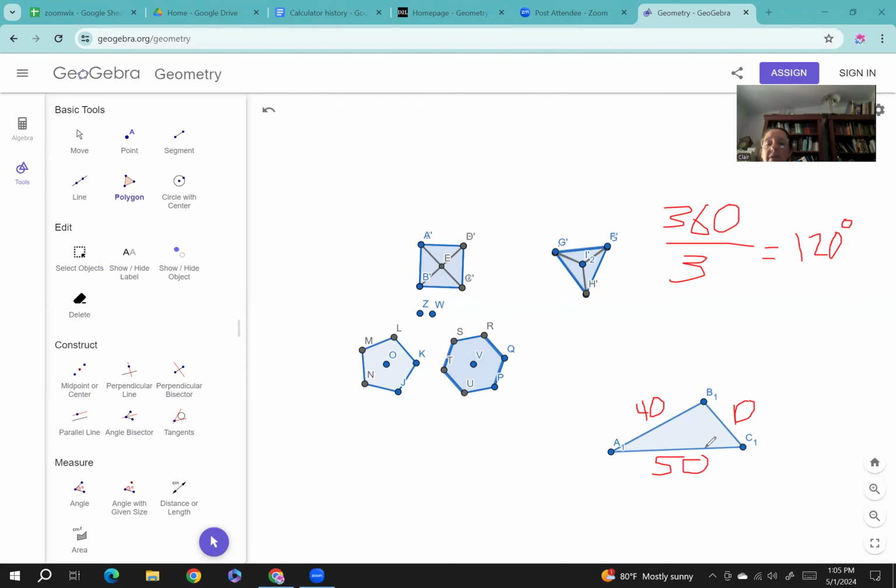So what we would have here, if we just rotated this 40 unit side down, we would have just a straight line, and there would be no interior of the triangle. So we would say no, 40, 10, and 50 do not make a triangle.